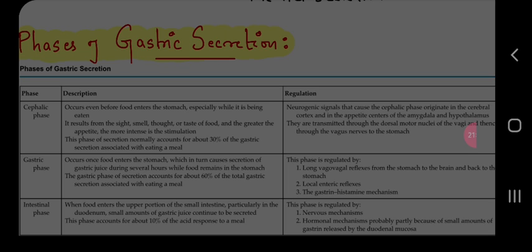Intestinal phase: when food enters the upper portion of the small intestine, particularly the duodenum, small amounts of gastric juice continue to be secreted. This phase accounts for about 10% of the acid response to a meal. So mostly the gastric phase, then the cephalic phase, and then the intestinal phase contributes. This phase is regulated by nervous and hormonal mechanisms, probably partially because of small amounts of gastrin released by the duodenal mucosa.